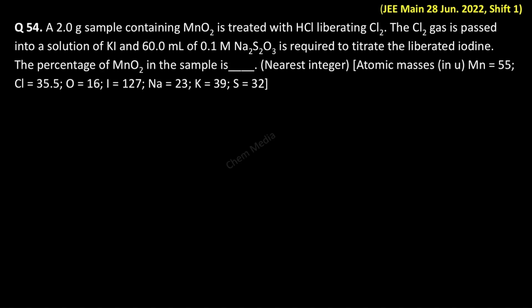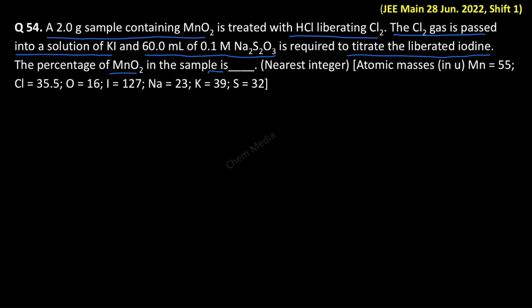Hello everyone, here is a question based on stoichiometric mole ratio. A 2 gram sample containing manganese dioxide is treated with hydrochloric acid liberating Cl2. The Cl2 gas is passed into a solution of potassium iodide, and 60 ml of 0.1 molar sodium thiosulfate is required to titrate the liberated iodine. What is the percentage of MnO2 in the sample?